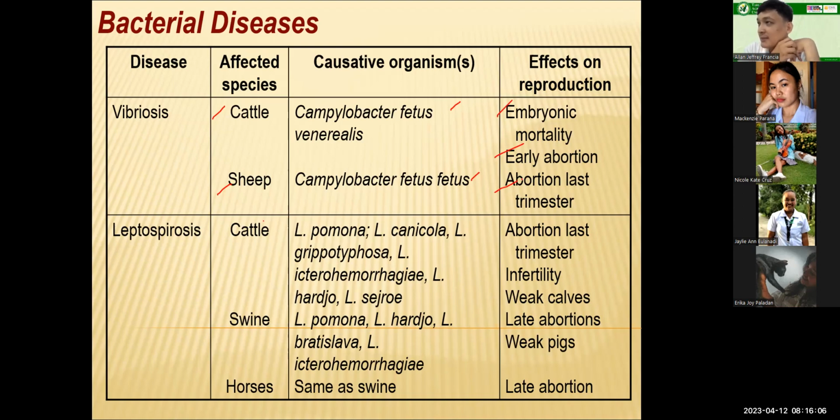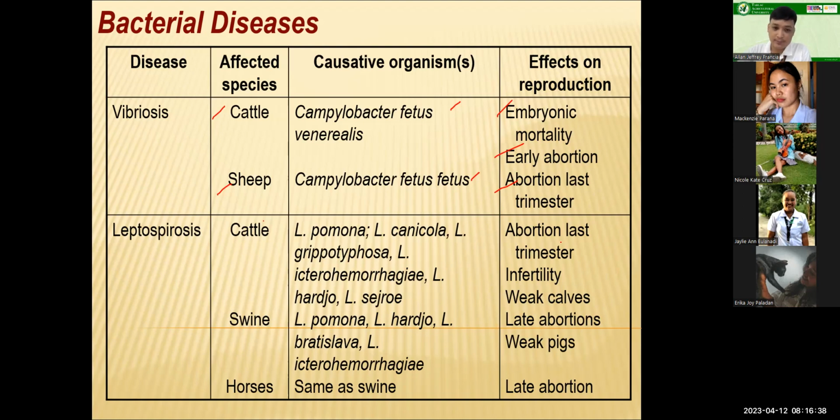When we say last trimester, that could be kailan? Ha? Last trimester ng pagbubuntis ng sheep. Anong edad yon? We have at least 50 days, last 50 days of pregnancy, pwedeng mag-abort yung fetus doon. And we have also the leptospirosis.